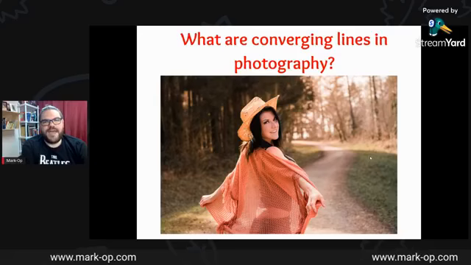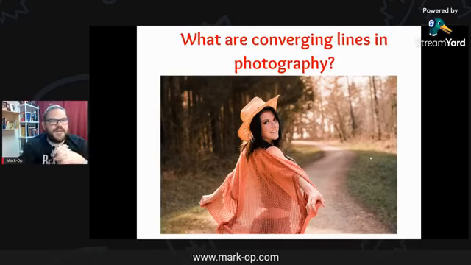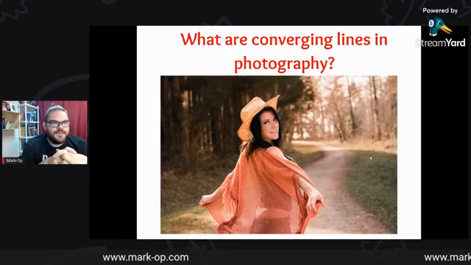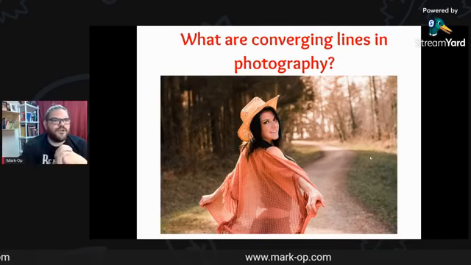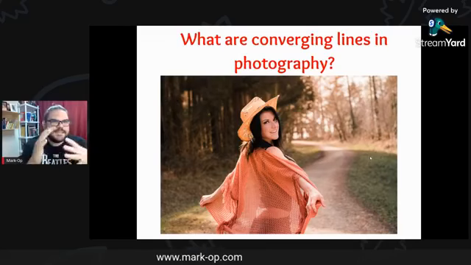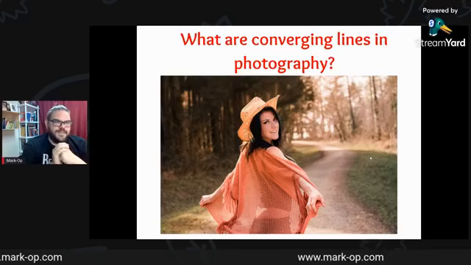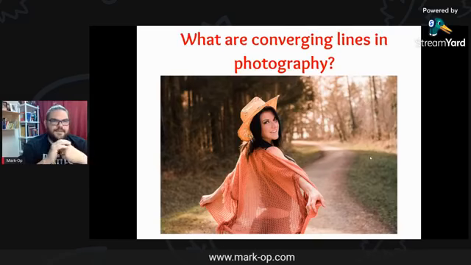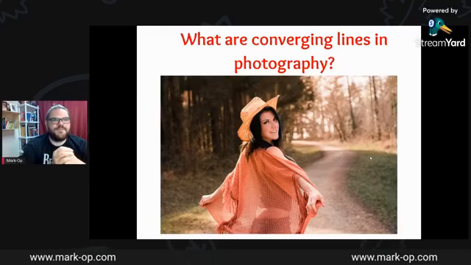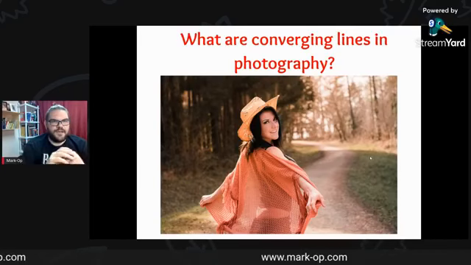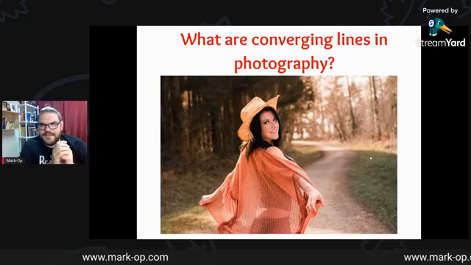Converging lines. In this case, you have a curved line, you have the road, and then you have the trees, some vertical lines, and then you have the body movement. You have the arms in a V shape. The body itself has a curve. So a lot of lines, and they're all converging together to bring you to the face. So that's very important. You don't do it everywhere, but you do have some pictures where it's fun to have a completely different style of photo, and converging lines are fun for that.